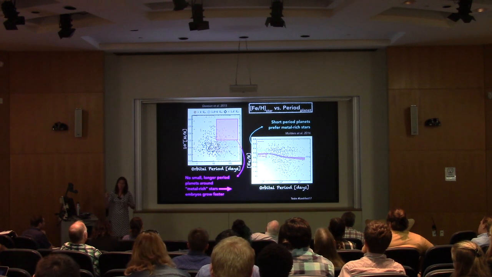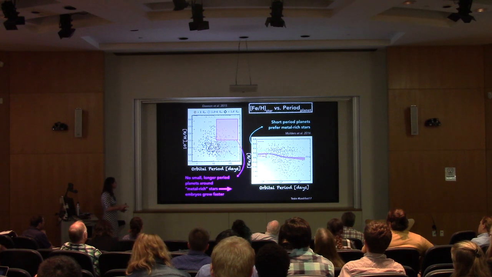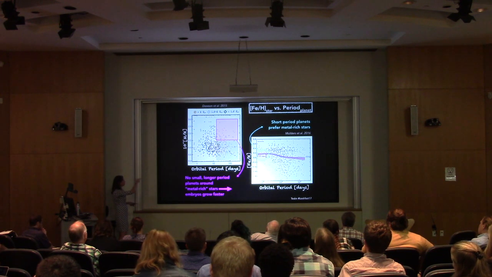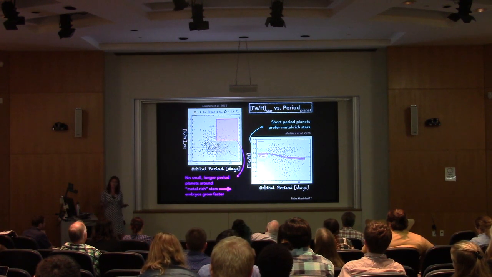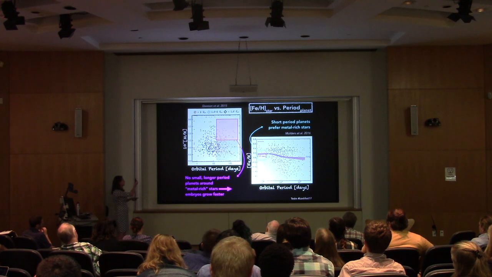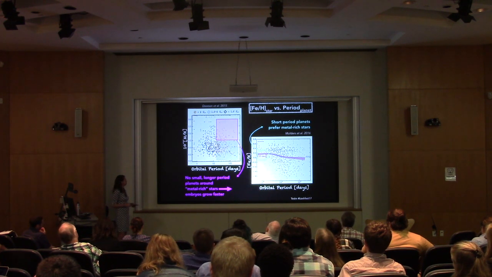And she parameterized the metallicity with the surface density of the disk, and she suggested that this meant that embryos at these longer periods in more metal-rich systems are growing faster, and so they're able to accrete more gas before the disk dissipates, and thus you don't see the smaller, more rocky planets at the longer periods in the more metal-rich systems.